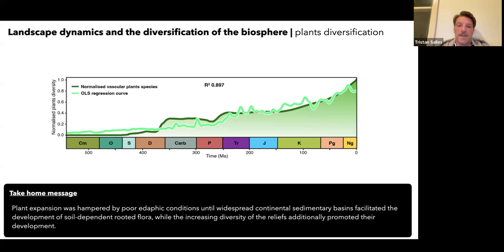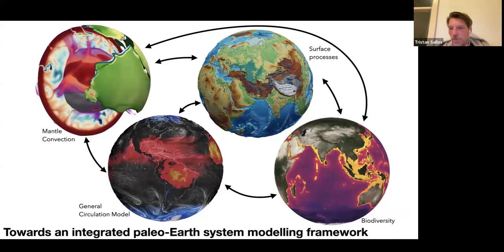And so the idea is that here again, it seems that there is a strong link between the evolution of the landscape, the transport of sediments in different areas, and the evolution not only of the marine life, but also of the plants. So to conclude, I guess the idea is that this is still work in progress.